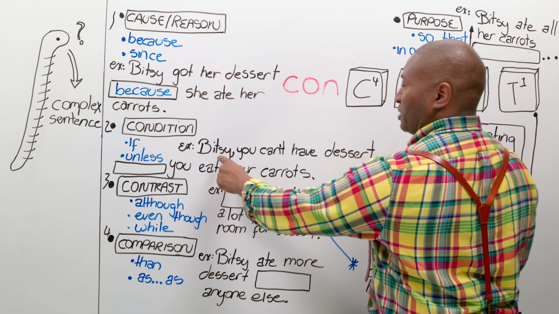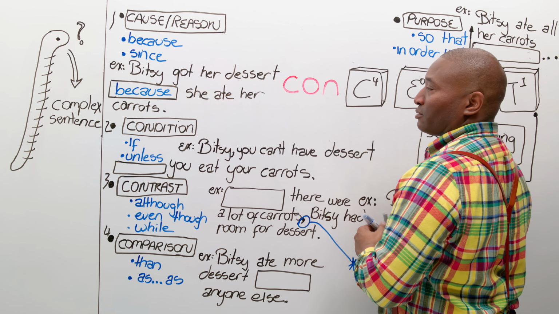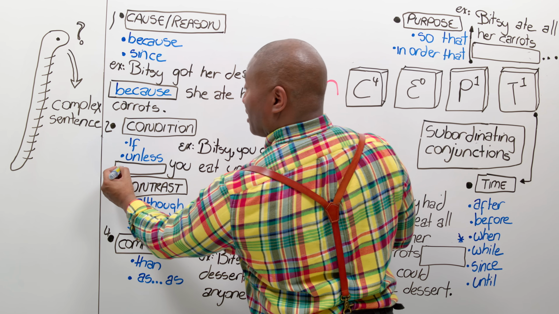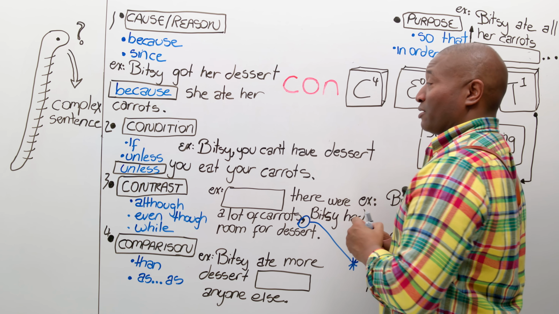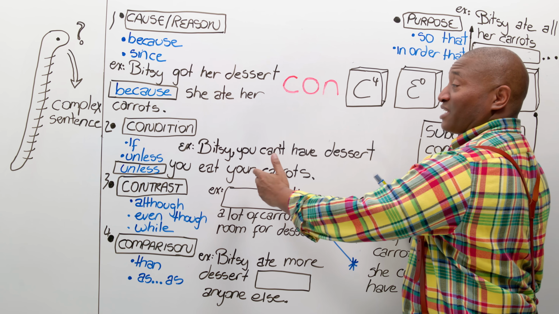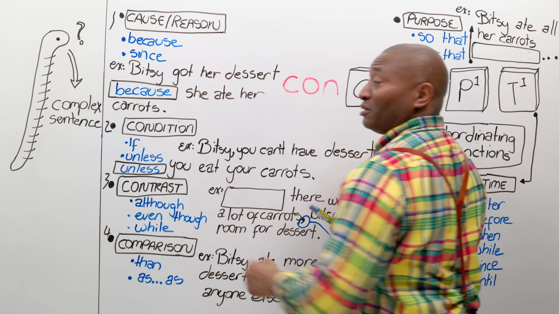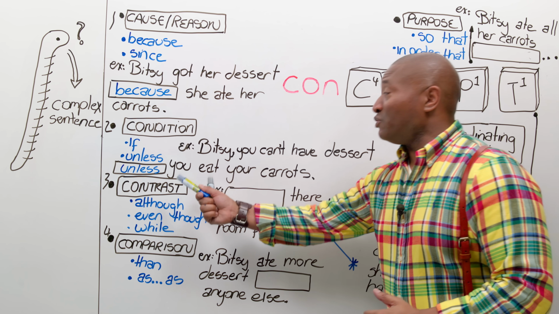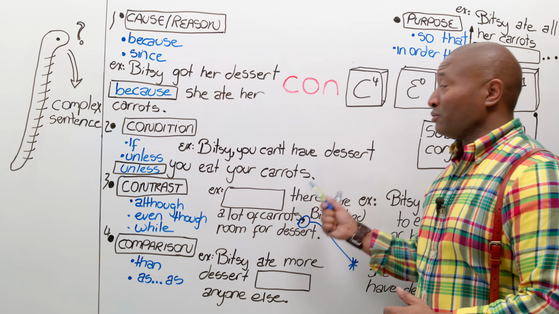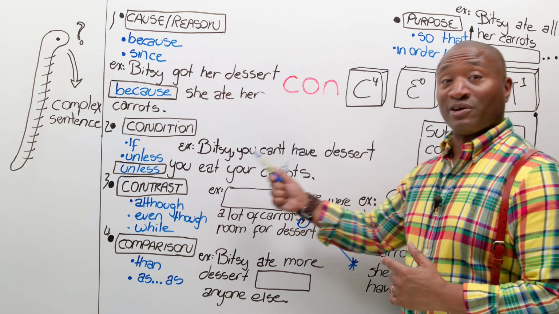Daddy said, Bitsy, you can't have your dessert unless you eat all of your carrots. So Bitsy can't eat dessert unless, and this is the condition or the subordinating conjunction that we have to use to give you the information. What is it she must do? She must eat all of her carrots.